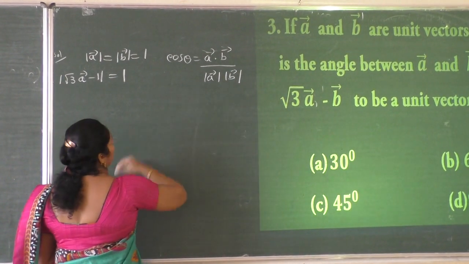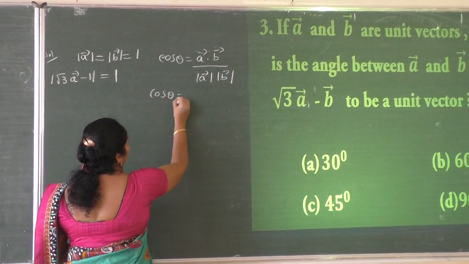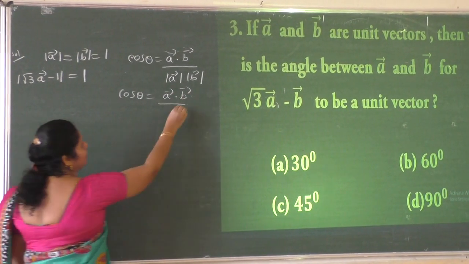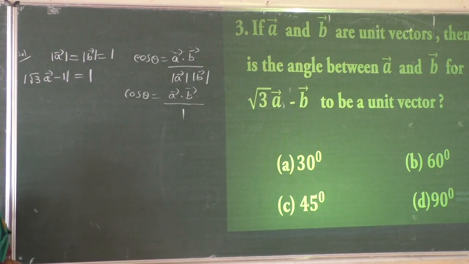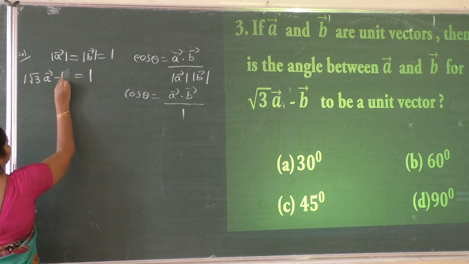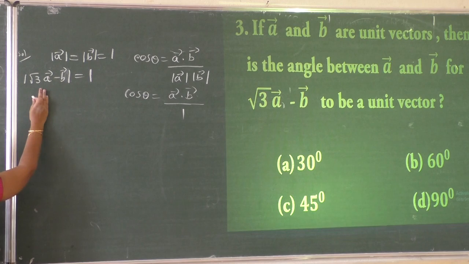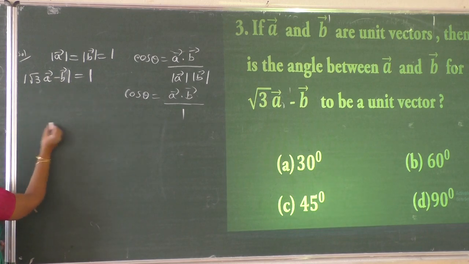Okay, here cos theta is equal to, I don't know vector A dot vector B, but the denominator is equal to 1. So cos theta is the same as vector A dot vector B. That means if you find vector A dot vector B, then you can find the angle between vector A and vector B. Now use this condition: magnitude of root 3 vector A minus vector B, sorry, this is not 1, this is vector B, is equal to 1. I am using this to find vector A dot vector B.